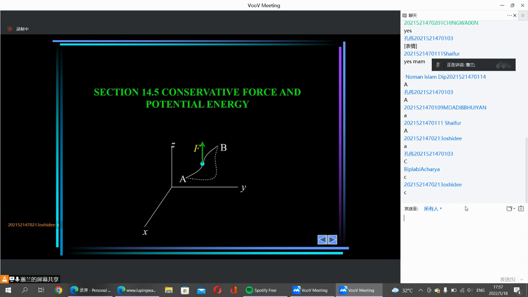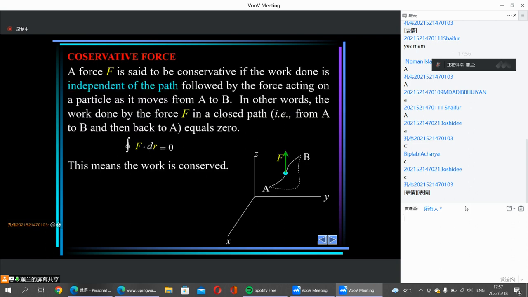Okay, so after we have learned about work, kinetic energy, and power, we will continue to study conservative force and potential energy. So what's a conservative force? Why do we call it a conservative force? A force F is said to be conservative if the work done is independent of the path followed by the force acting on a particle as it moves from A to B.